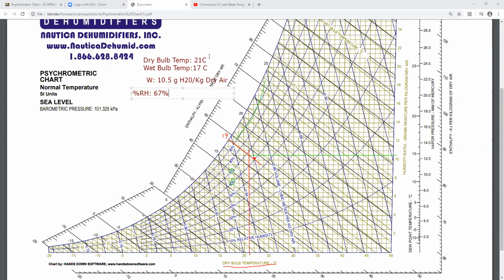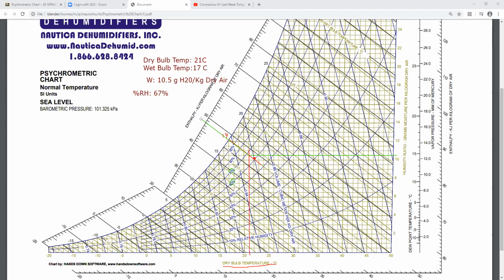Okay, what about the enthalpy? Let me erase this one. The enthalpy is located here in this diagonal. The way to read it is you just extrapolate this line, as it was for the wet bulb temperature. So I would just go straight. I don't want them to overlap, so I'm gonna put it here.